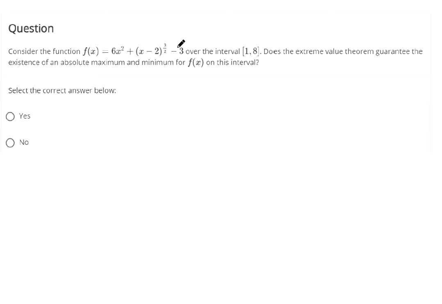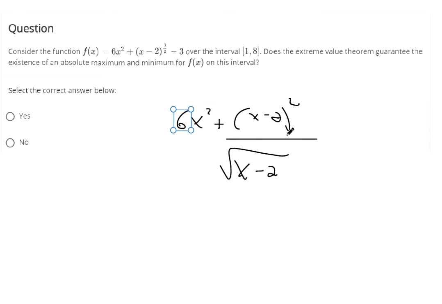So for this function, we need it to be continuous on this interval. So the one tricky part might be the 3/2. This is x minus 2 squared over the square root of x minus 2. That's how you could rewrite this. So one thing we want to be looking out for is that x has to be greater than 2 for it to be continuous. Oh, and we got a problem right here, right?